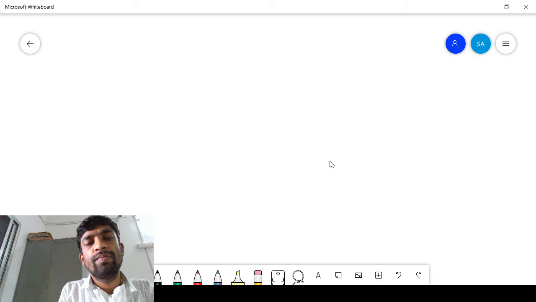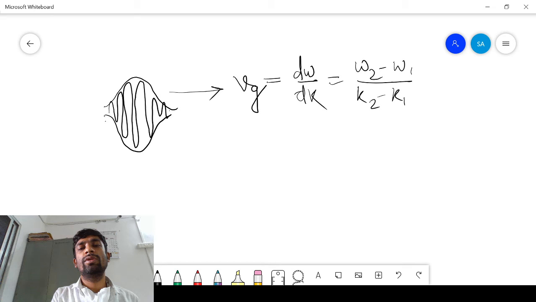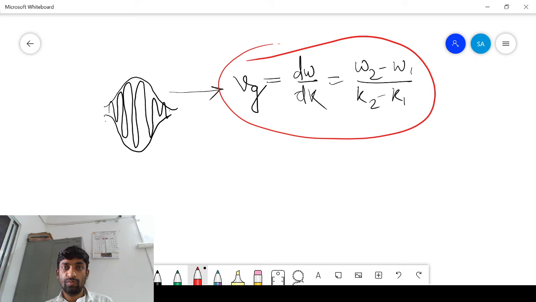This group velocity is given by Vg equals d omega divided by dk. Okay, this equation can be written as omega 2 minus omega 1 divided by k2 minus k1. Now there is a question in your mind, how did this relation for group velocity come? For that, you have to obtain two equations.